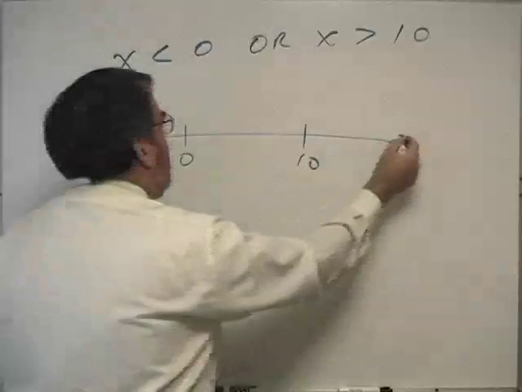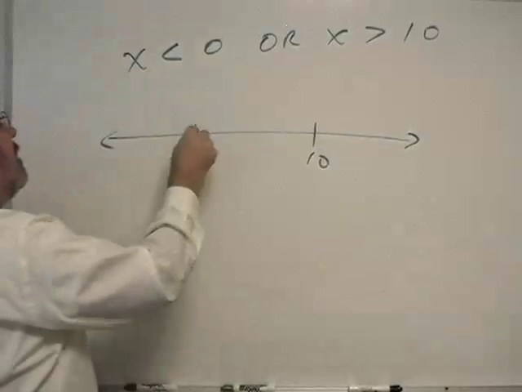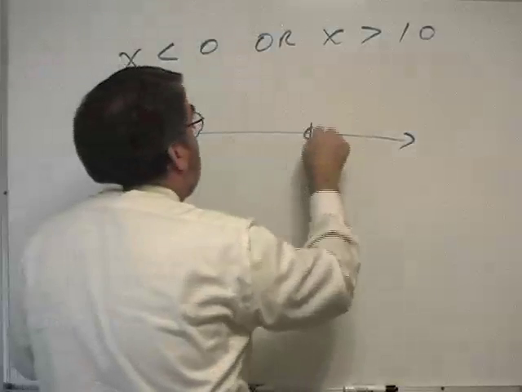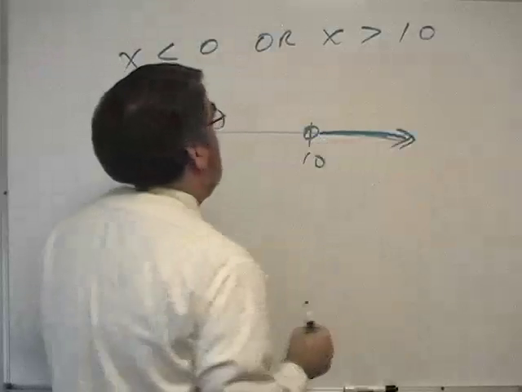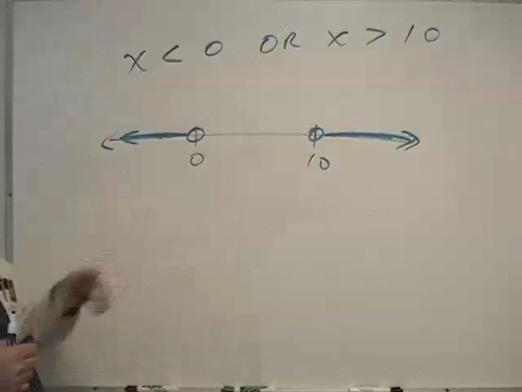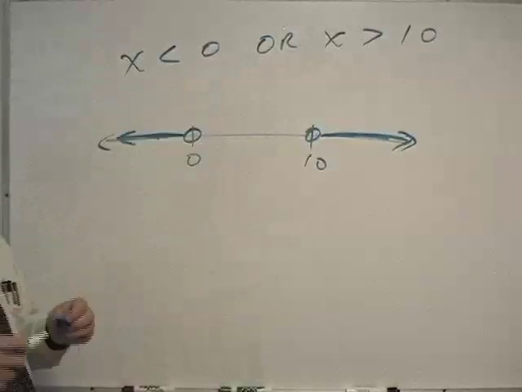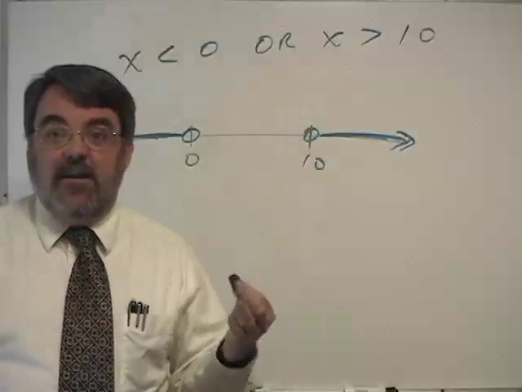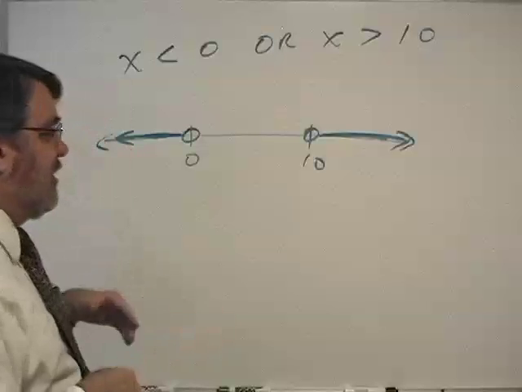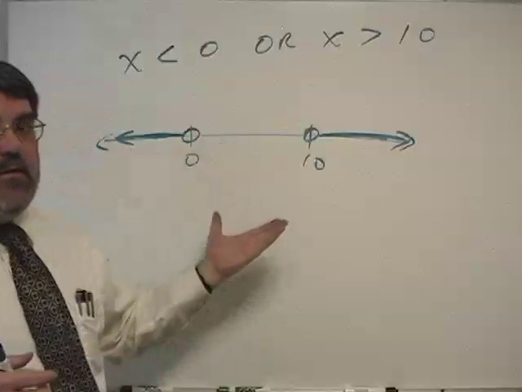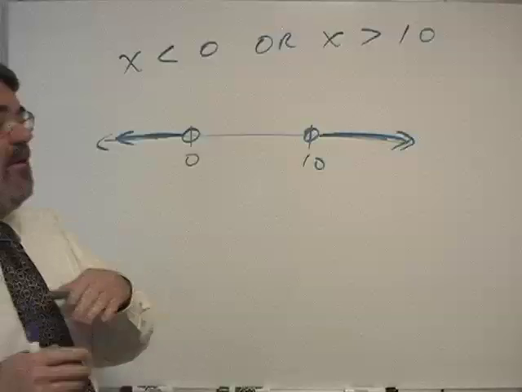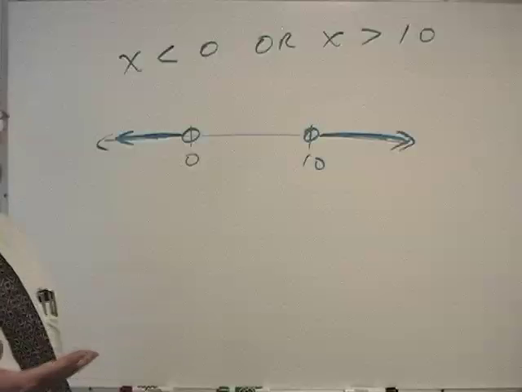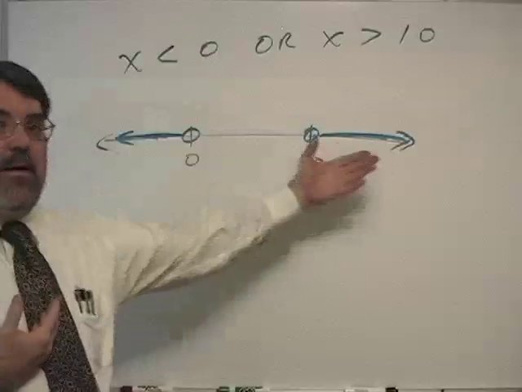So x is less than 0 means I shade to the left of 0. x is greater than 10 means I shade to the right of 10. And I used open circles as before because they're less thans and greater thans. The word or means that we're going to include both. We're going to unite these groups. And so if you ever study sets, this is a set union, not a set intersection. If a number belongs to the set, it either belongs to this part or that part.